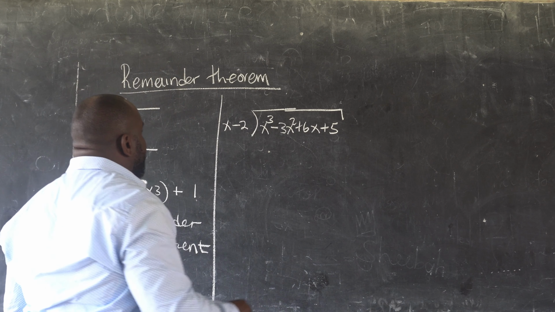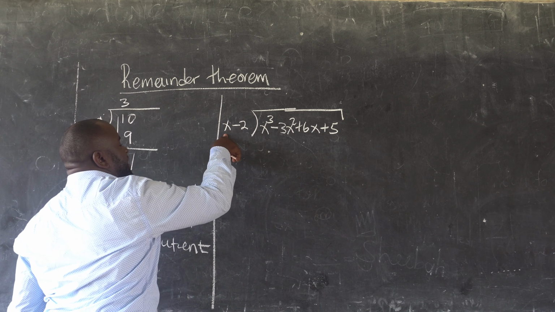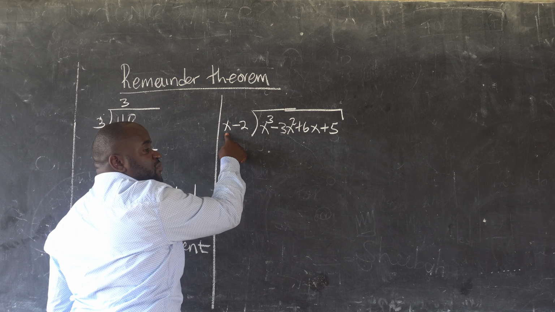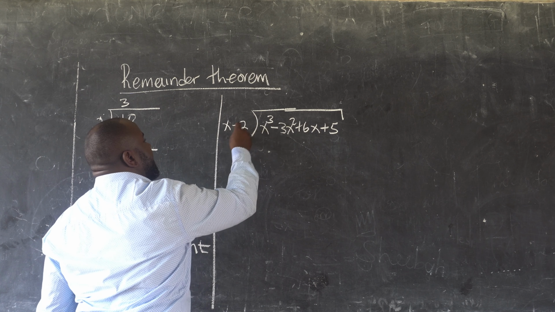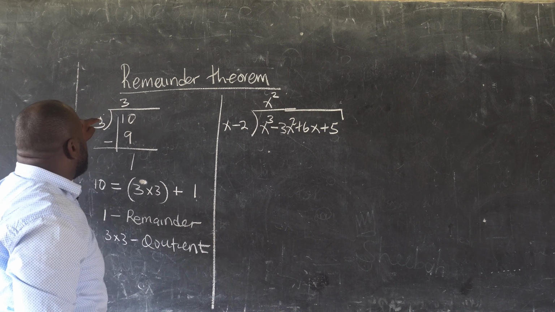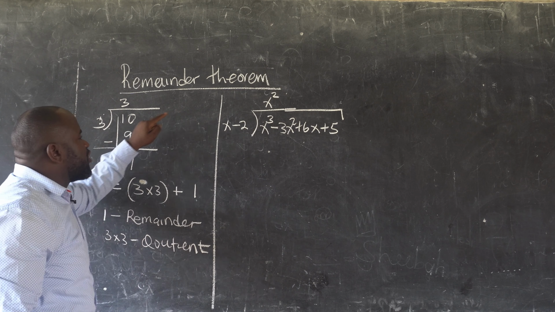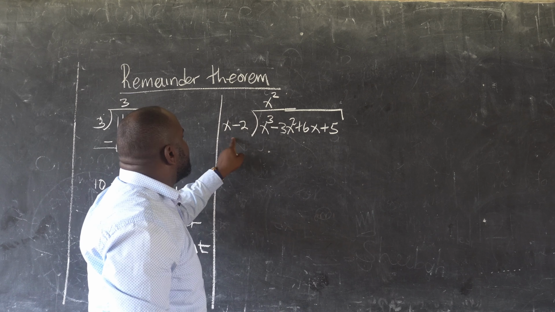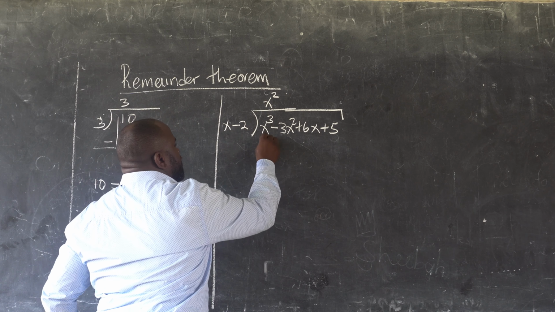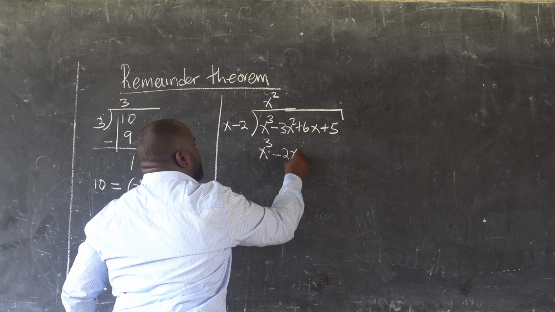So if I divide, I will divide x cubed with x. So I divide the highest degree here with the highest degree there. So x cubed divided by x, I get x squared. Like I did multiply the 3 by 3 to get 9, also multiply the x squared by the whole of this divisor. In that sense, I'll have x cubed minus 2x squared.